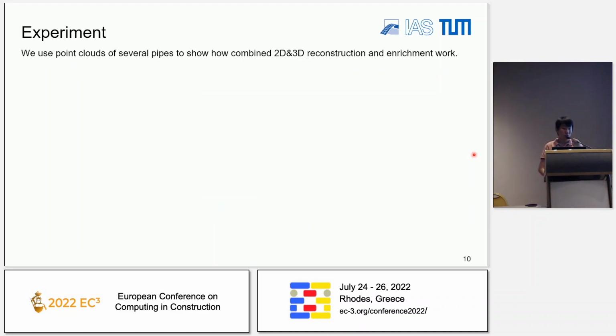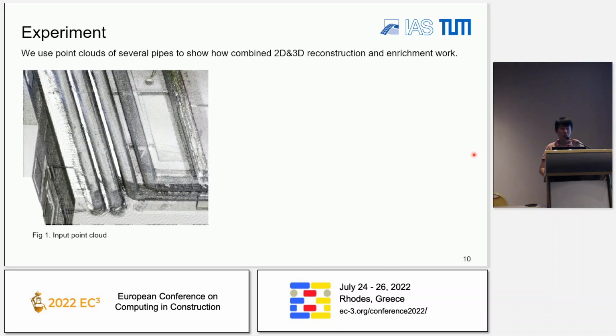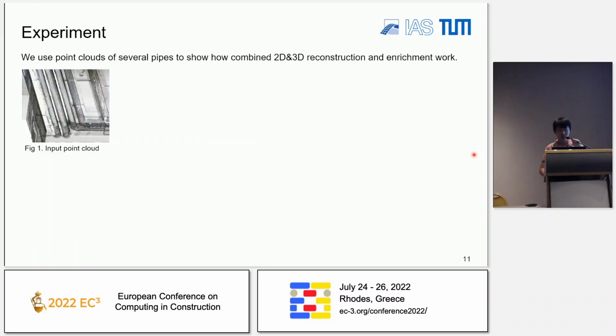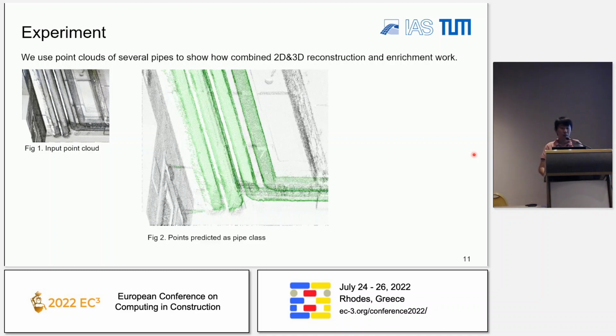So then in our experiment, we showcase point clouds of several pipes to test how our combined 2D and 3D reconstruction and enrichment work. So we use these point clouds as our input. What we want to achieve is to extract those pipes and enrich the pipe models with some useful information. Then deep learning, similar to the structure elements, is also applied to predict pipe classes in the point cloud. In this image, the pipe class is colored in green.